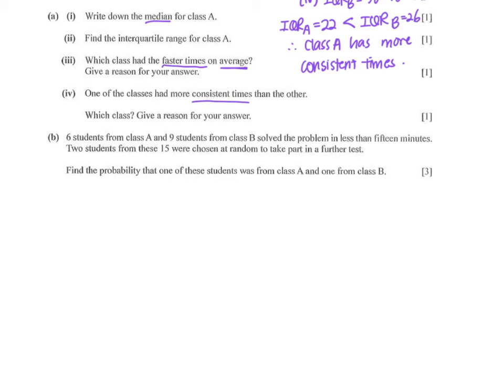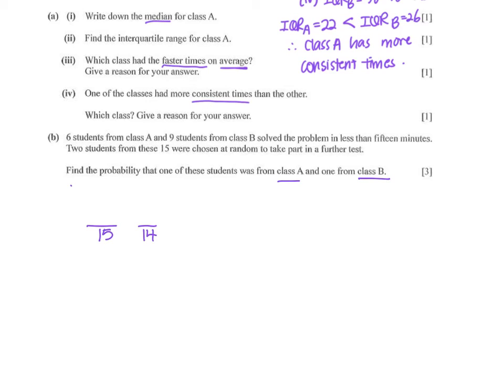So the first time when I pick a student, there will be 15 people for me to choose from. After I take out 1 student, I will be left with 14. So take note the denominators will change. The first one will have 15 students to choose from, and then the second one will have 14 students to choose from. Okay, and they want us to find the probability that one of these students is from class A and one of them is from class B.